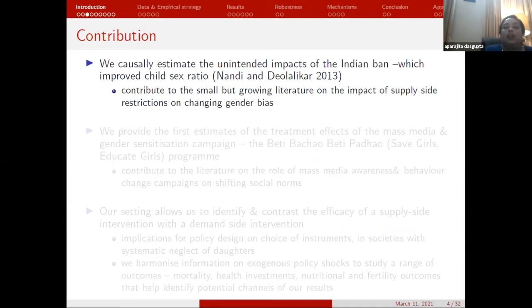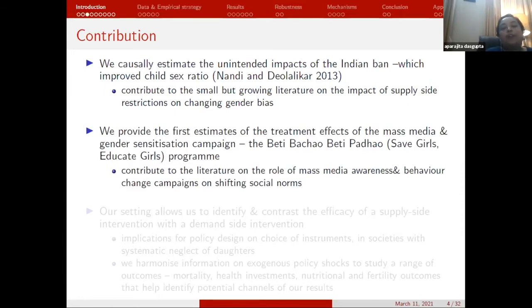Now, where do we situate our contribution? We causally estimate the unintended impacts of the Indian ban. The study by Nandi and Deolalikar found that this ban improved child sex ratio. However, the topic of the welfare implications of the ban on health investments and health outcomes has been understudied. So we contribute in that domain, and we contribute to this small but growing literature on the impact of supply side restrictions on changing gender bias.